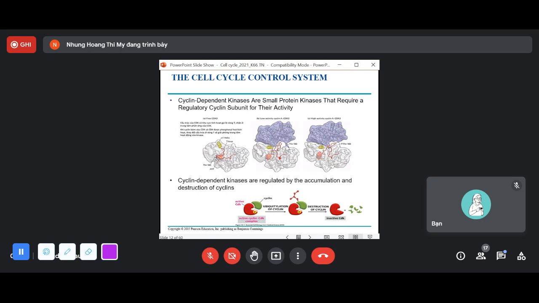But it's not enough, because binding with cyclin alone does not fully activate the CDK. It needs another process, phosphorylation and dephosphorylation, to be fully active, which I will tell you about in the next slide. But here I would like to show that the cyclin is very necessary for the kinase activity of the CDK, and without the cyclin, the CDK has no activity.